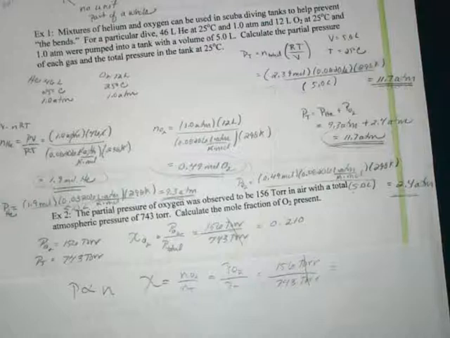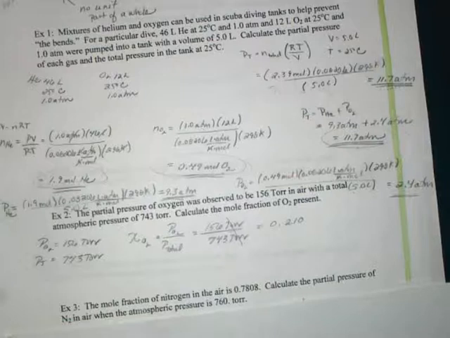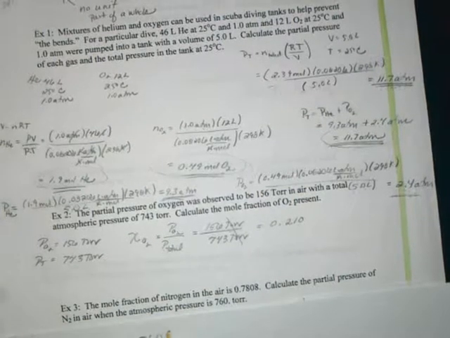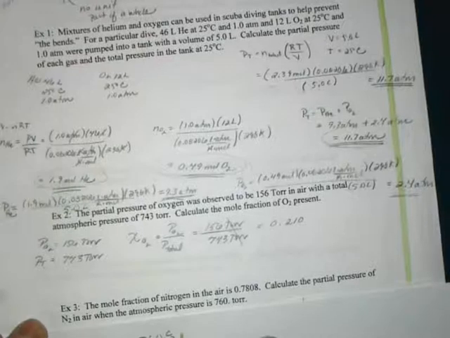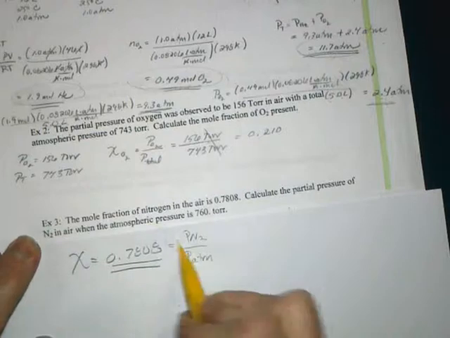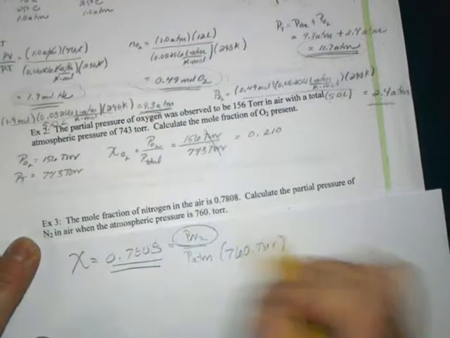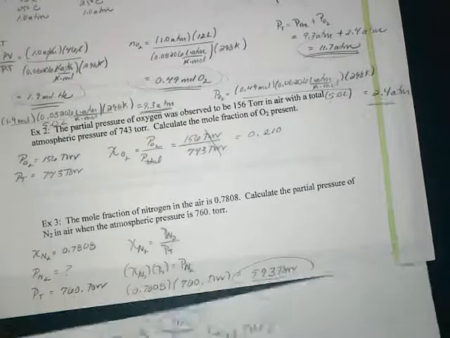Just one more example to glance at. The mole fraction of nitrogen in air is 0.7808. Calculate the partial pressure of nitrogen when the atmospheric pressure is 760 torr. So if we have the mole fraction, we're looking for this, and we're told that this is 760. And so just solving for your partial pressure, you will get 593 torr.